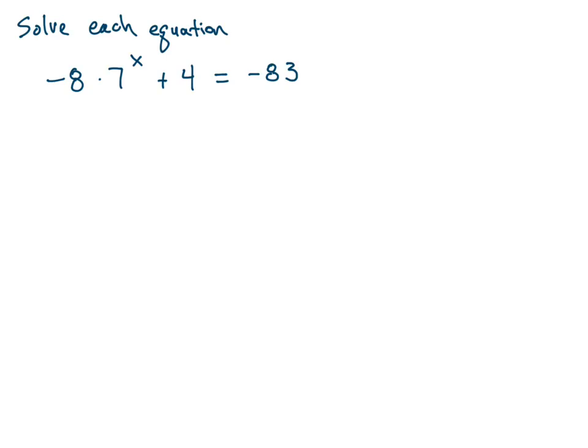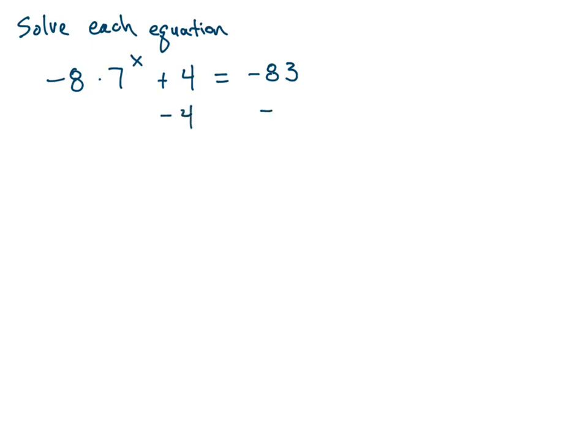In this next equation, it is an exponential equation still. I do have this 7 to the x power, but I've got some extra stuff. I've got a -8 and a +4 that I have to get rid of first. My goal is really to try to get this 7 to the x, the base and the exponent, by itself first. So you need to basically undo PEMDAS to get rid of that.